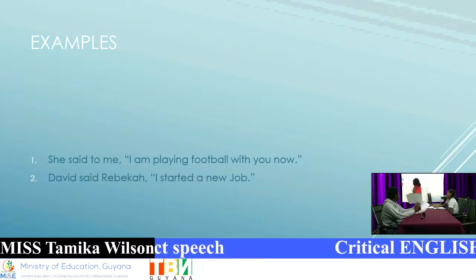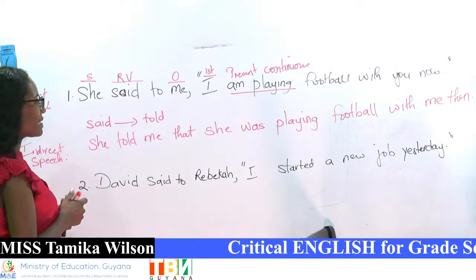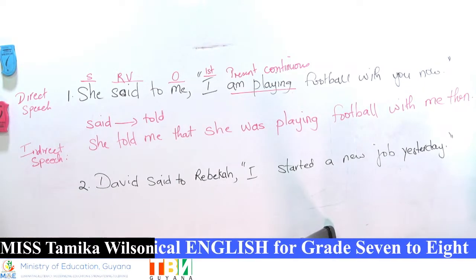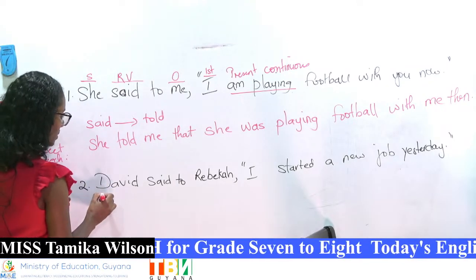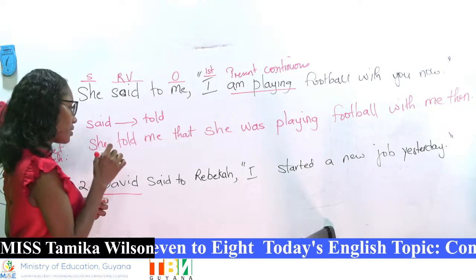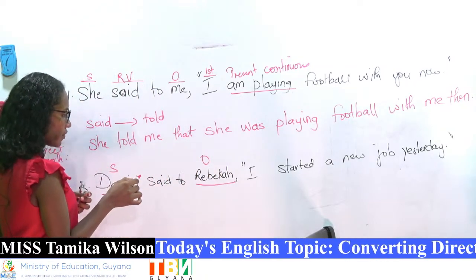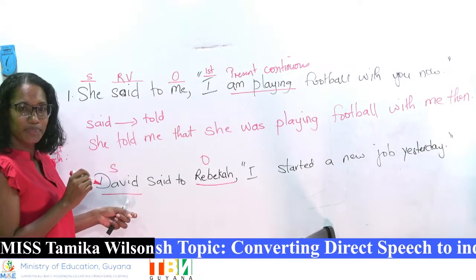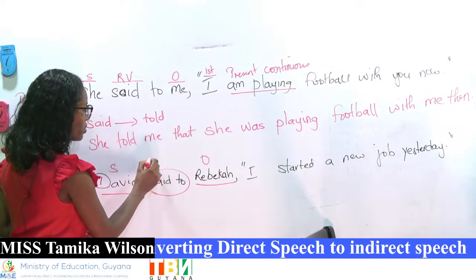Come, Shamar, tell us what you did and how you arrived. Guide me through the process, please. What's the first thing that we have to do? We have to identify. What are we identifying? The subject. All right, so what is the subject? David. And the object is Rebecca. What's the reporting verb? Said to. Said to is the reporting verb.